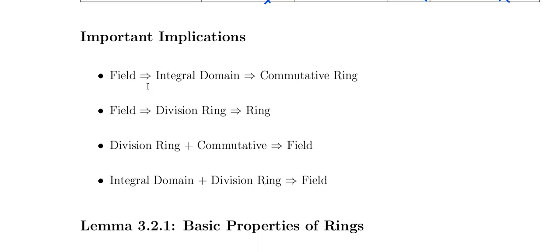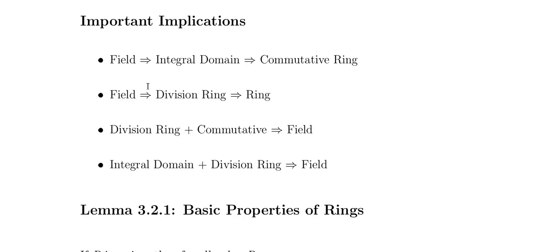Field implies integral domain. Every field is an integral domain. Every integral domain is a commutative ring. This is also very important. And every field is a division ring. Every division ring is a ring. A division ring plus the commutative property is a field. An integral domain plus division ring is called a field. That is also very, very important.